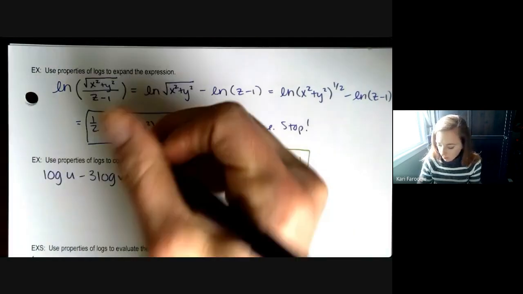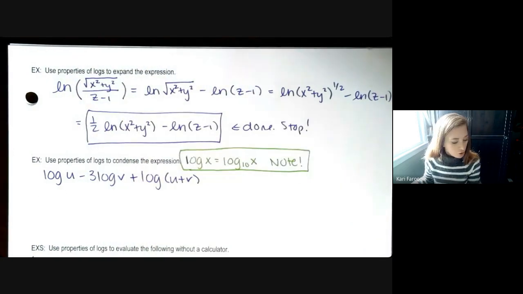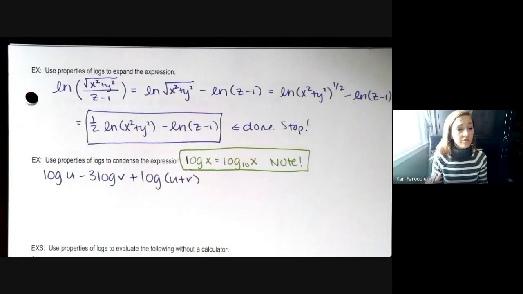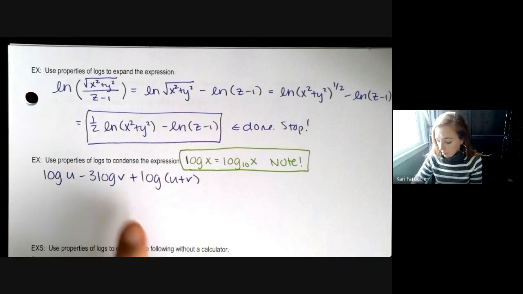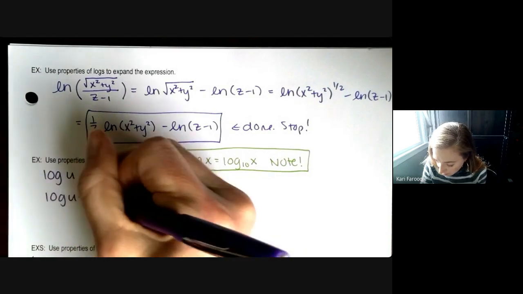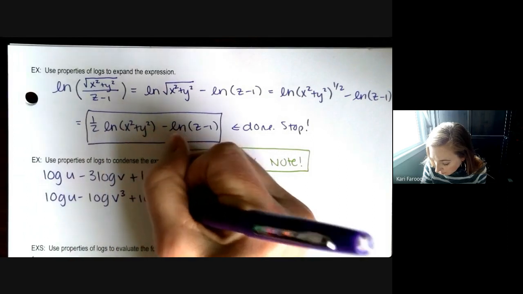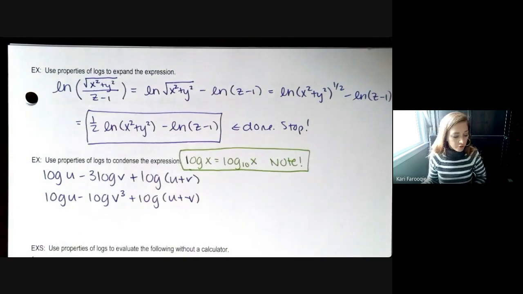All right, minus 3 log v plus log of u plus v. All right, now we're going to condense. So what we're trying to do is take these logs and turn them into one big log. So in order to do that, we're going to go through and simplify this. One of the things I'm going to do first is work backwards to undo these constant multiples. I don't want this constant multiple on here. So I'm going to rewrite this as log of v cubed. Sorry, that's a v.